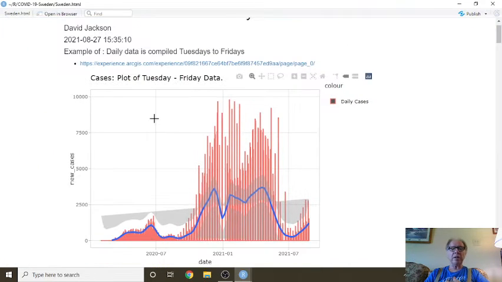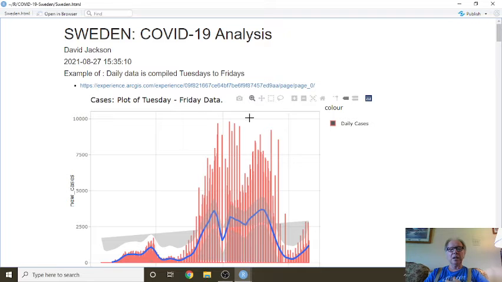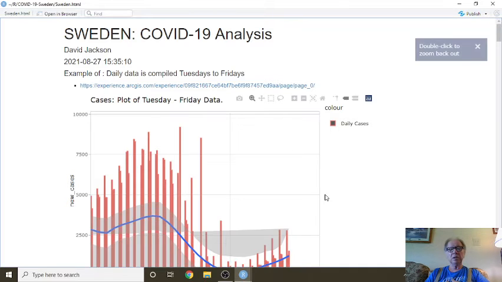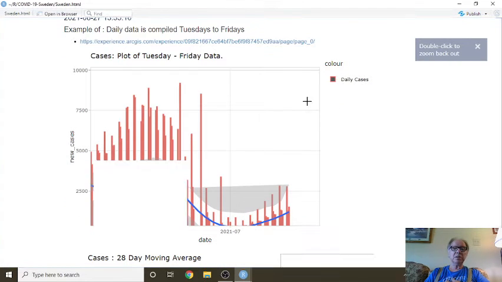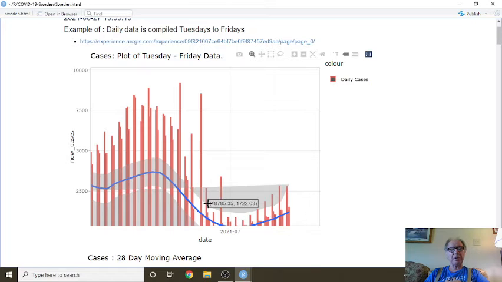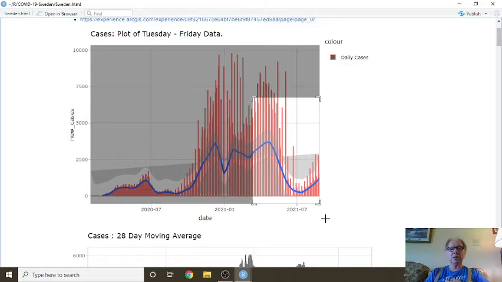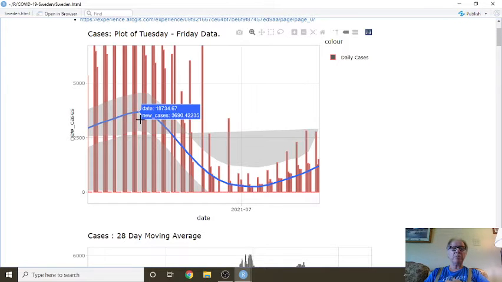Let's take a look here. Now again, the spikes are the Tuesday numbers. The gaps are Saturday, Sunday, Monday. What I want you to notice here is the trend. You had a long trending pattern back over here all the way down. But now in mid-July, your cases are starting to trend back up again.